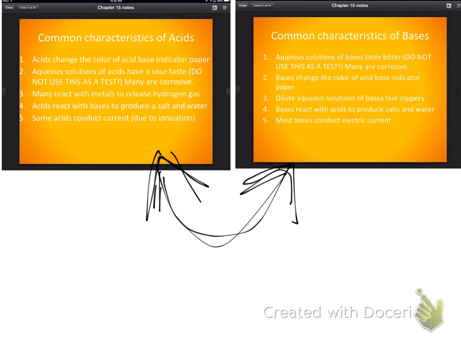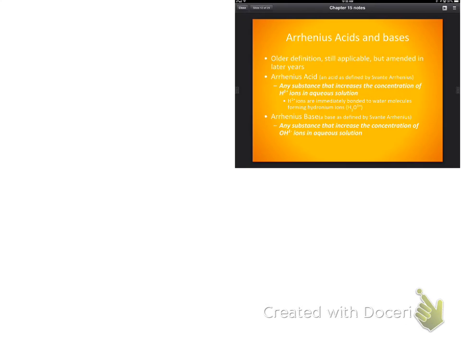These are just things all acids have in common, things all bases have in common, but they're not definitions. So there are three common definitions for acids and bases. We're going to talk about two of them. And the first one we're going to talk about is Arrhenius acids and bases. This is the oldest working definition for acids and bases that we have.